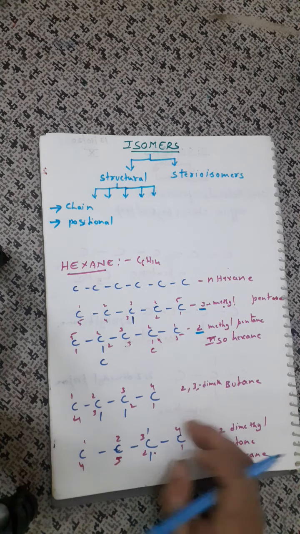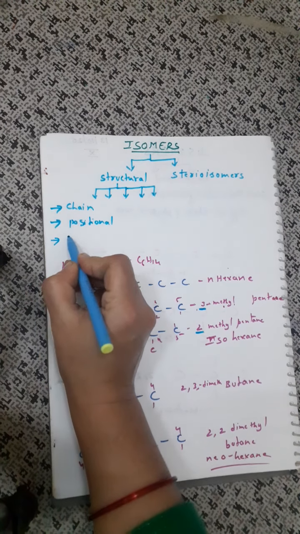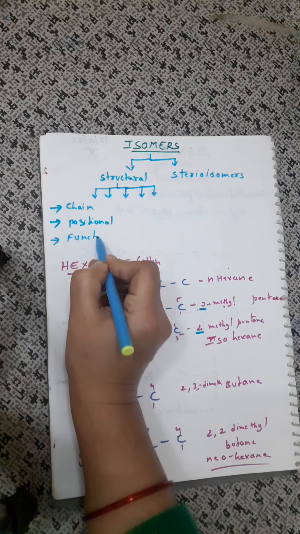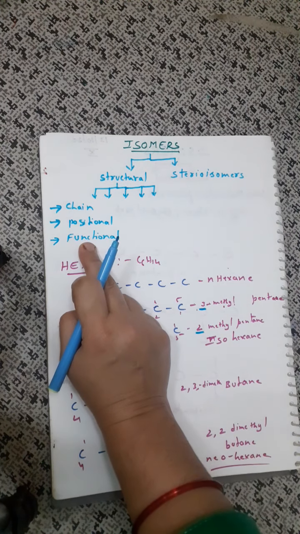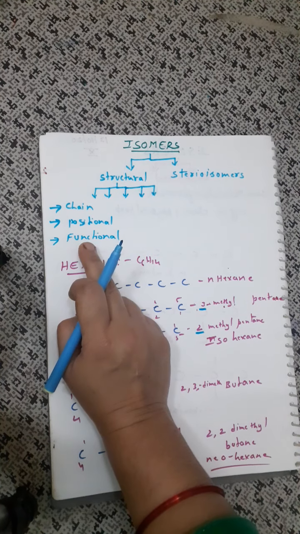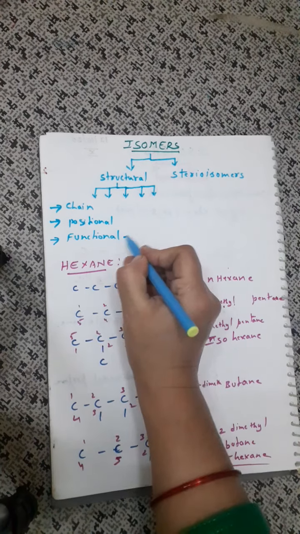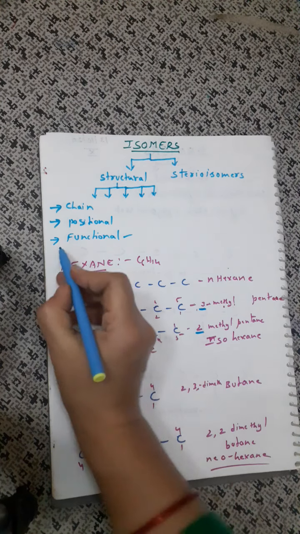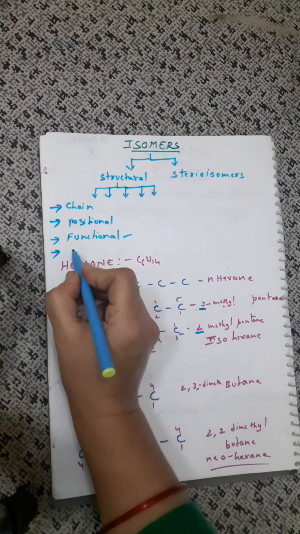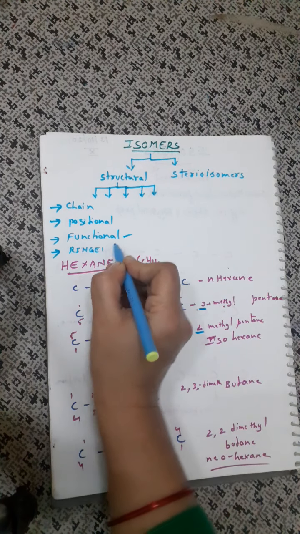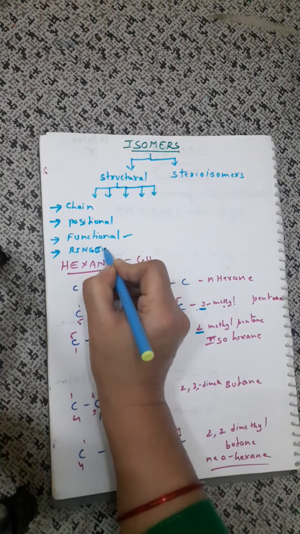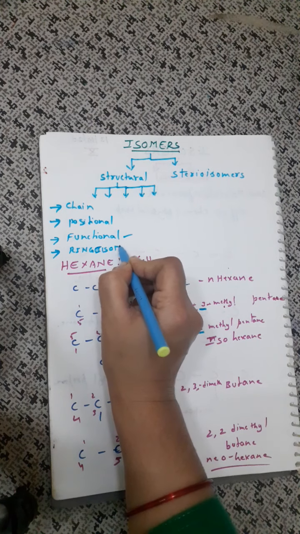You have a third category which is called functional isomers. About this I will talk later when we discuss the functional groups. Okay, children, so this we will learn later. Then we have a fourth category which is called ring isomers or ring chain isomers.